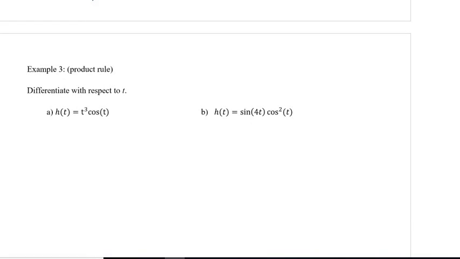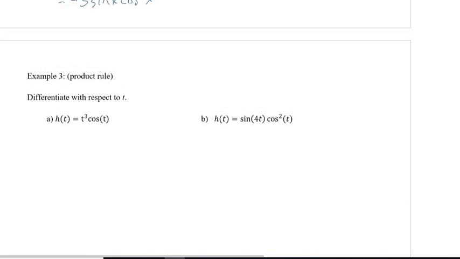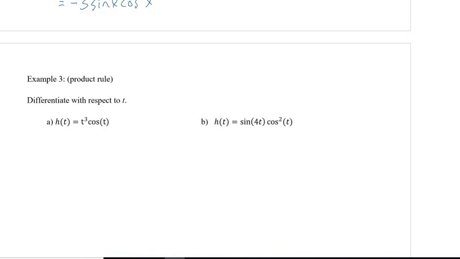Let's try something a little bit different. Now we have product rule, which again works the exact same way. So for the first one, part A, we need to find the derivative of h of t. So we have two functions multiplied by each other. So again, the rule is that we take each of the functions, multiply it by the derivative of the other function, and we add the two products together.